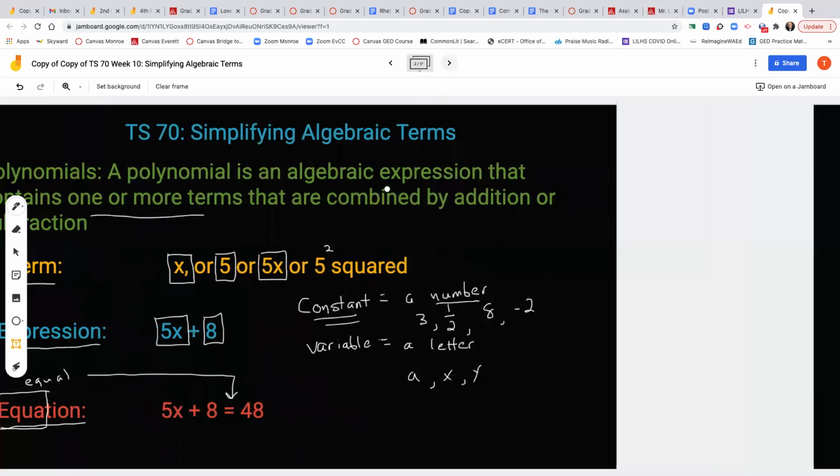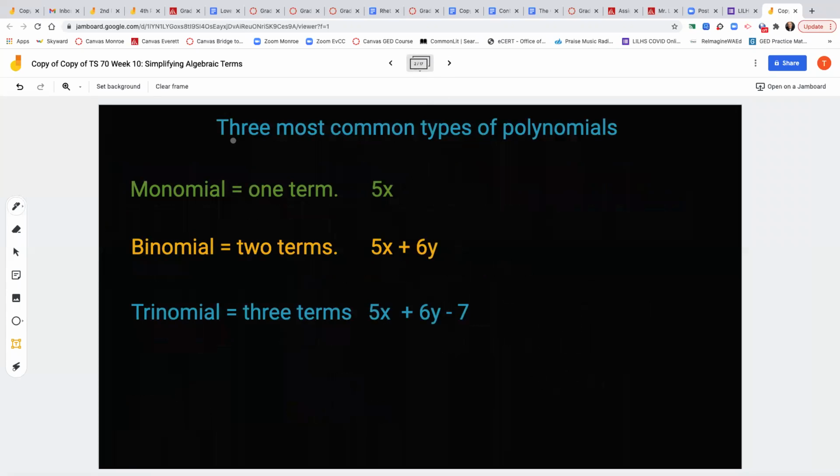I'm going to move up to the next slide. These are the three most common types of polynomials. And I'll give you a moment. I'm afraid to touch anything now on my screen. Pause. I hope my pacing is somewhat close.